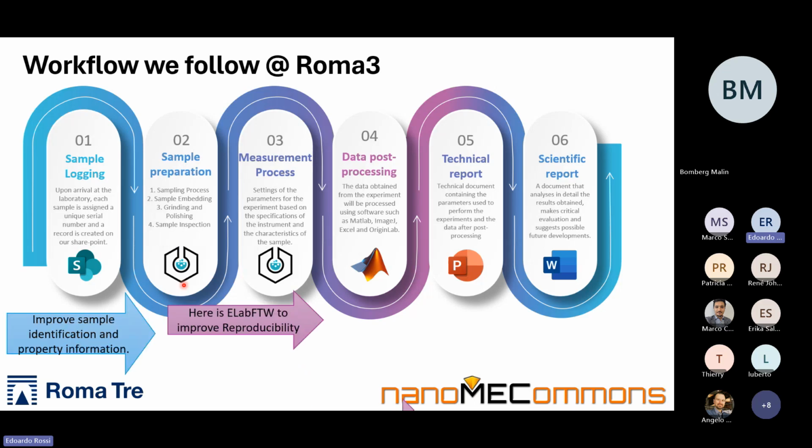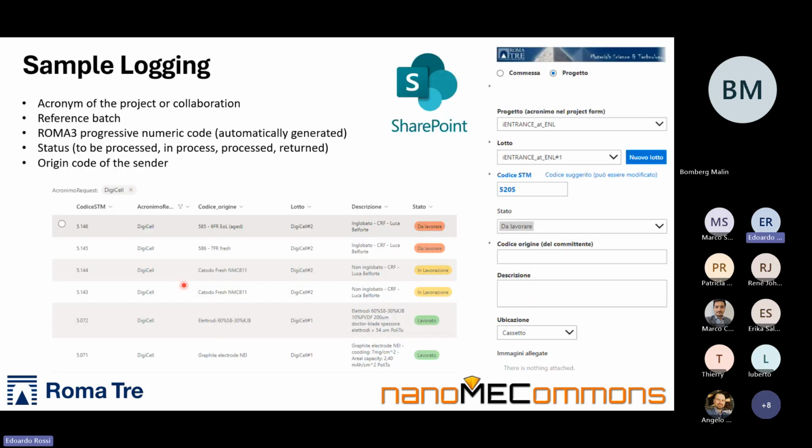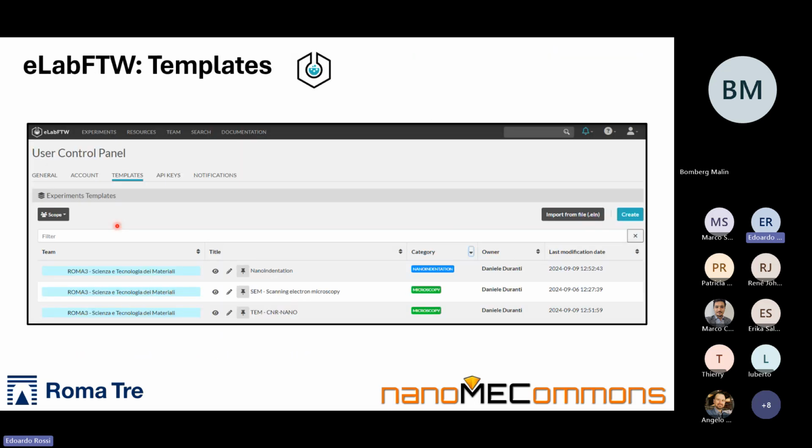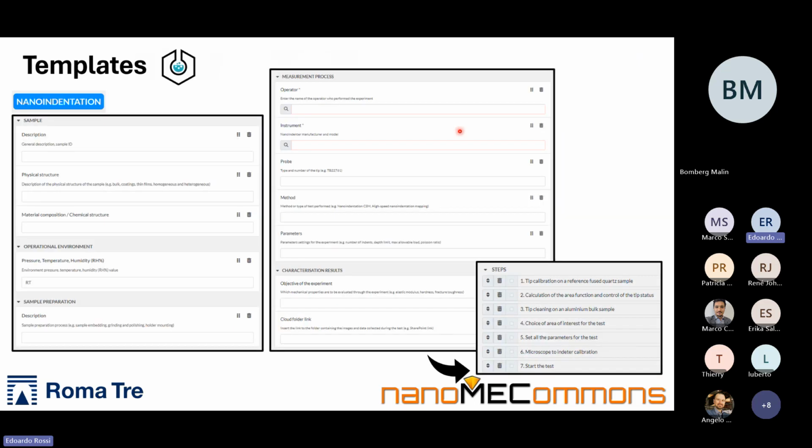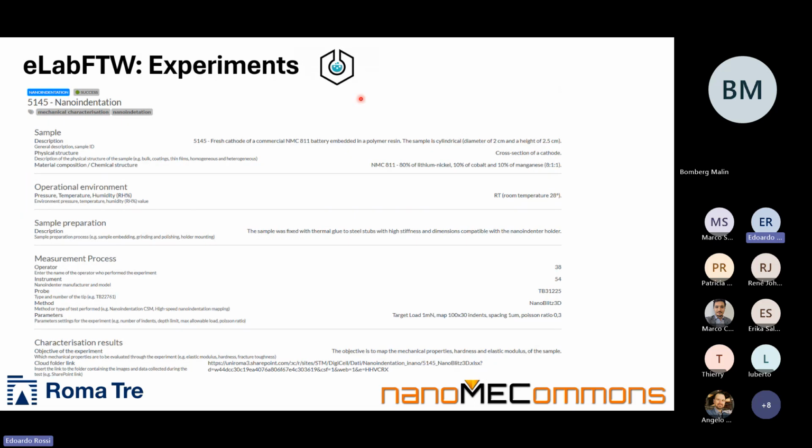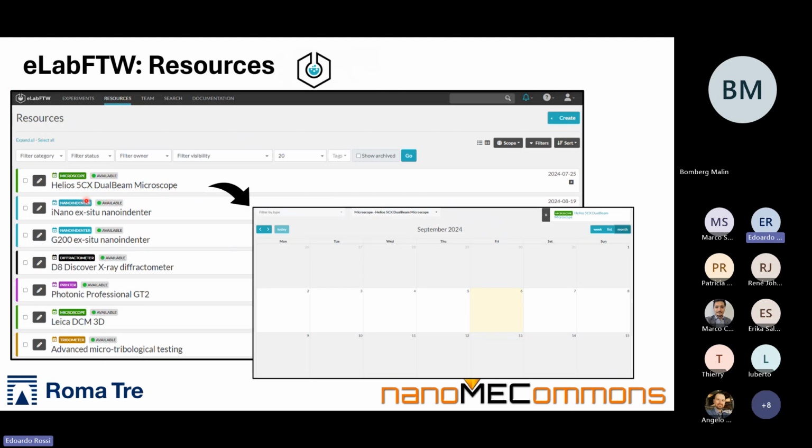So for the sample logging, we're using, as an example, SharePoint tables in which we have specific codes for each sample. To define the process, we have a software which is called eLab FTW, in which you can insert the metadata of all your characterization. This software has specific templates in which the taxonomy is already defined and you can fill it in via software. So this is very important. You can also define the operational environment. You can define the instrument.